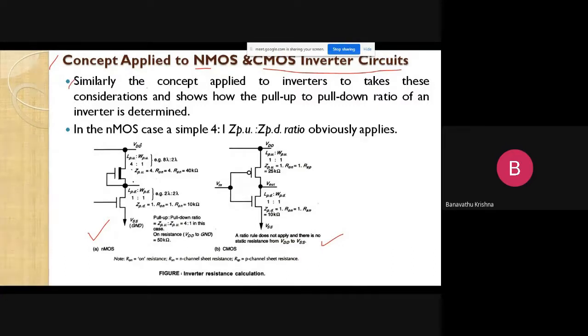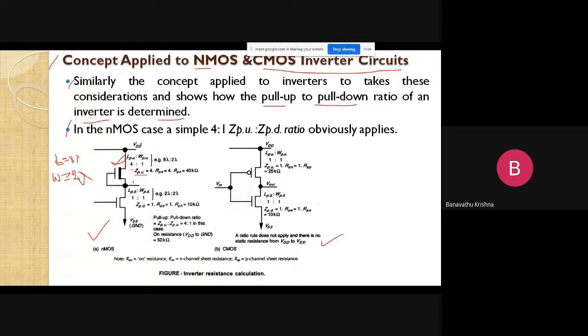Similarly, the concept applies to inverters, taking these considerations and showing how the pull up to pull down ratio of an inverter is determined. So here, this is the depletion mode transistor. Here length L equals 8 lambda and W equals 2 lambda. So the Z ratio is 8 by 2, that is 4. So it is always going to be in the on condition.